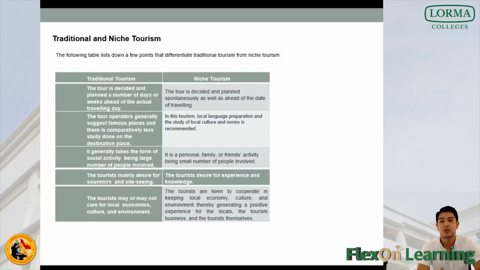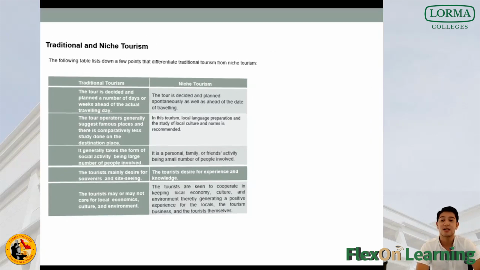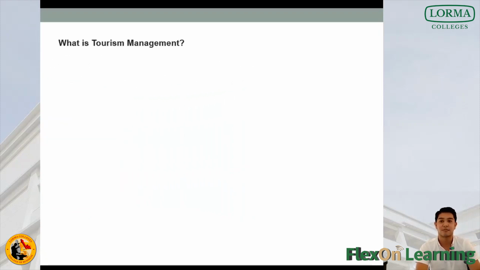Another example is, the tourists mainly desire souvenirs and sightseeing. That is traditional tourism. While in niche tourism, the tourists desire experience and knowledge. And another is the tourist may or may not care for local economies, culture, and environment. While in niche tourism, the tourists are keen to cooperate in keeping the local economy, culture, and environment, thereby generating a positive experience for locals, the tourism business, and the tourists themselves.